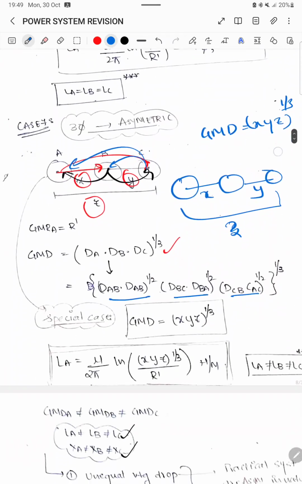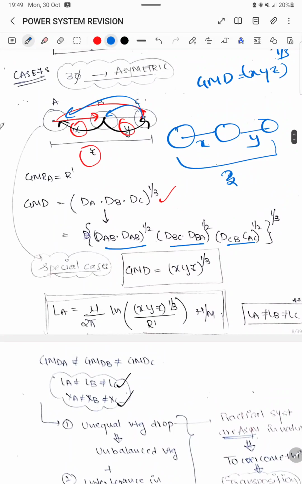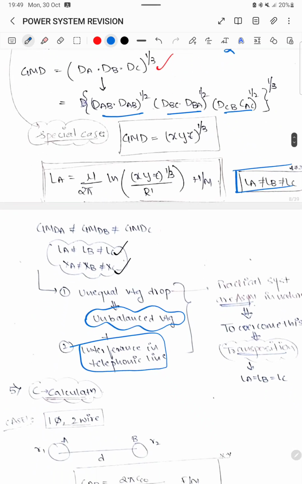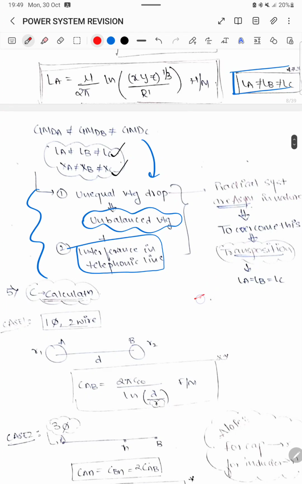Okay, so mu naught upon 2 pi ln x y z to the power 1/3 upon r dash will be L of A. But LA will not be equal to LB, will not be equal to LC. Because of this, what will happen is unbalanced terminal voltage and interference in telephonic line. These are the issues caused because of unequal inductances, and that can be resolved by using transposition. We'll be using transposition to resolve this.